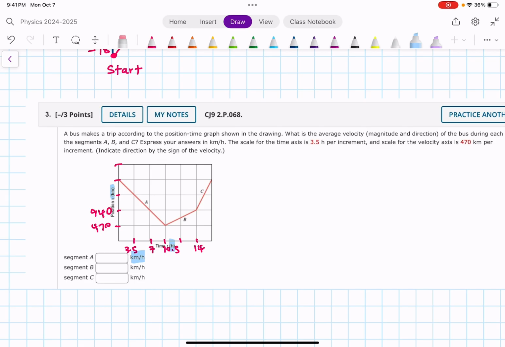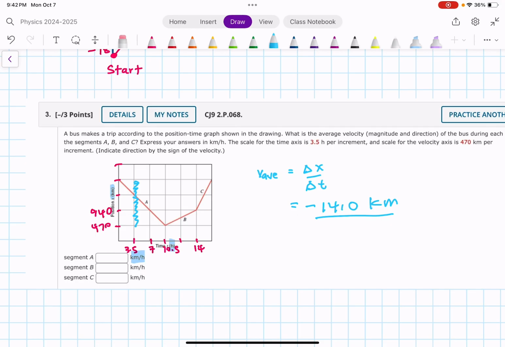So for example, for segment A, the average velocity is equal to delta x over delta t. All we have to do is count squares, really. For delta x, we can see that it's going backwards, right? It goes 1, 2, 3 boxes backwards. So if each box is 470 times 3, that means it traveled backwards, negative 1410 kilometers.